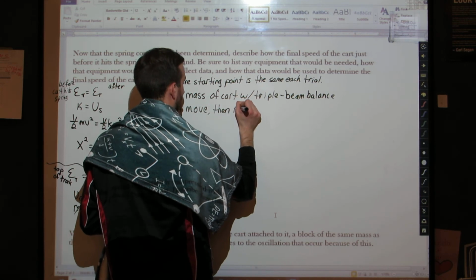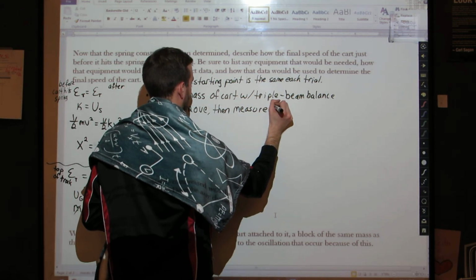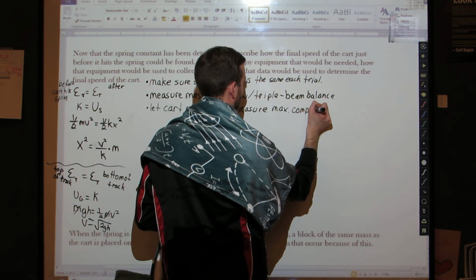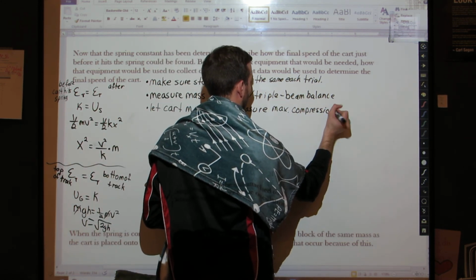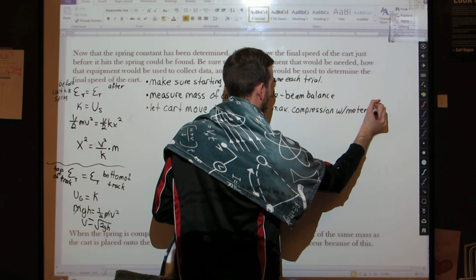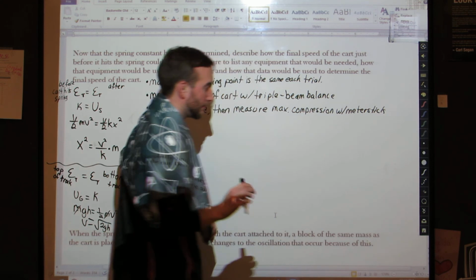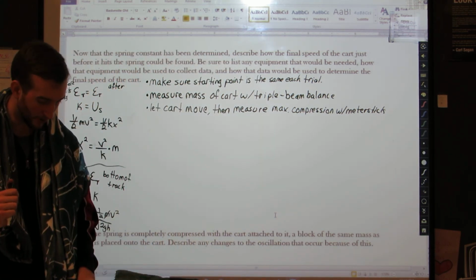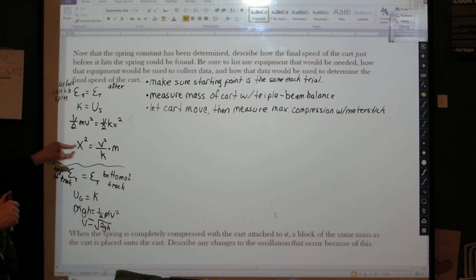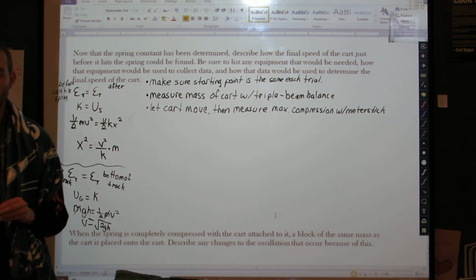Then measure max compression with a meter stick. Measure the maximum compression with a meter stick. Okay? That takes care of x. Those are our two variables, m and x. Almost everything else is just, well, analysis now.